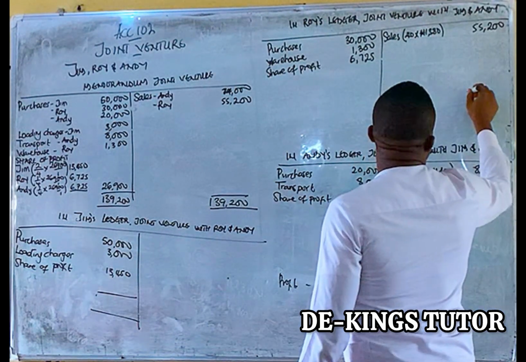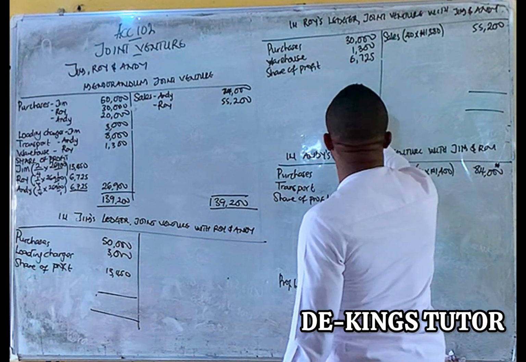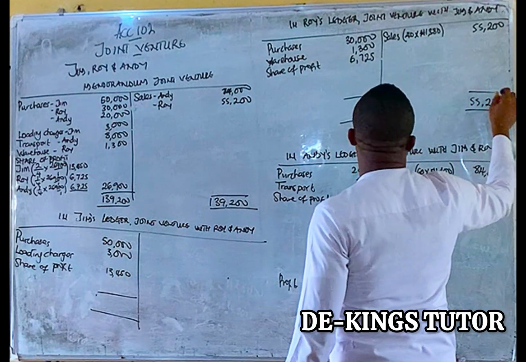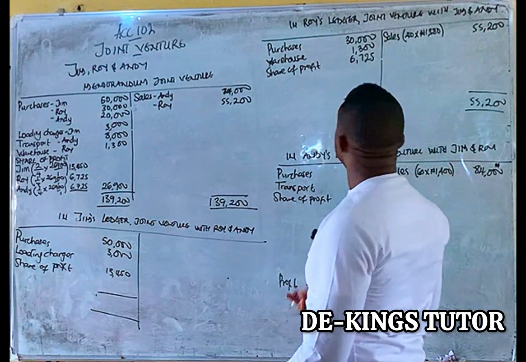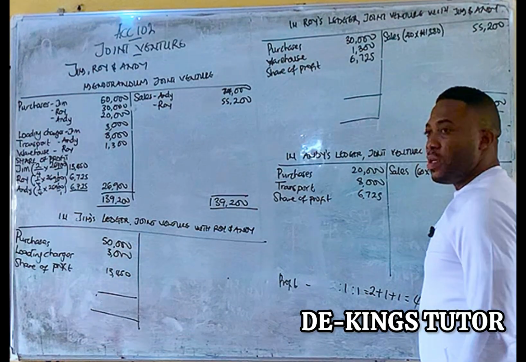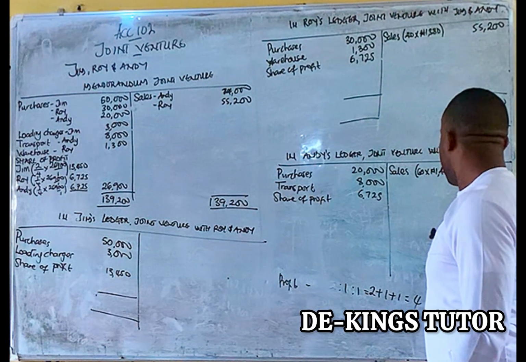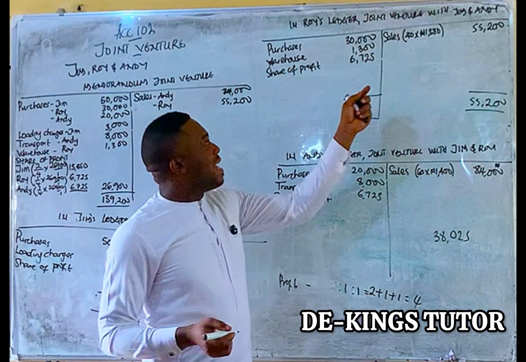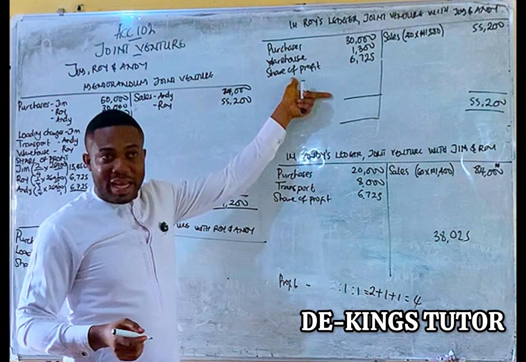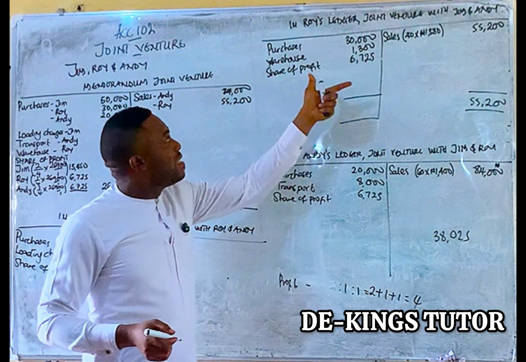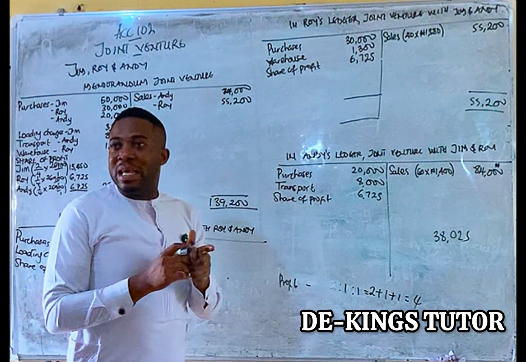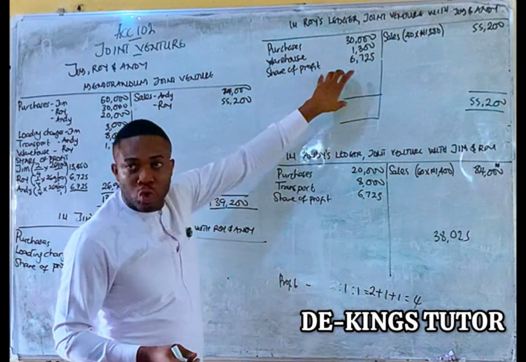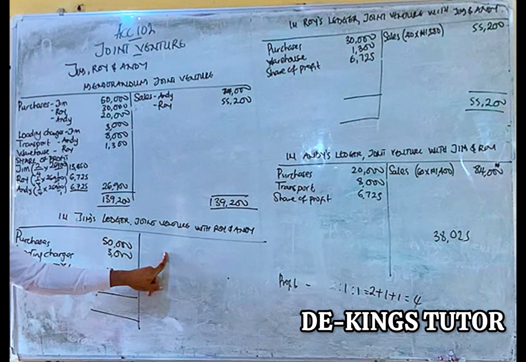So how do we do this now? Look up. If we add up, help me add, okay, this is 55,200. Help me add this. What do we have? 38,025 naira like this. Okay. So it means that the credit side is greater than the debit side, right? So it means Roy had a credit balance, meaning he received more than what he's supposed to receive. So the balance amount will be sent to Jean.